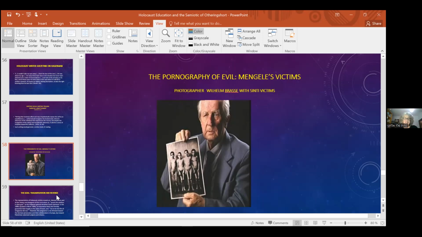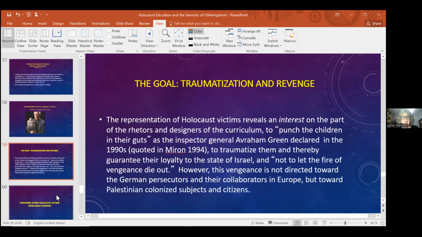But the question I ask is, why do they do that? What is the goal of presenting Holocaust victims in such a way? The goal is traumatization and revenge. The representation of Holocaust victims reveals an interest on the part of the writers and designers of the curriculum to punch the children in their guts, as the Inspector General Avraham Green declared in the 90s, to traumatize them and thereby guarantee their loyalty to the state of Israel, and not to let the fire of vengeance die out.